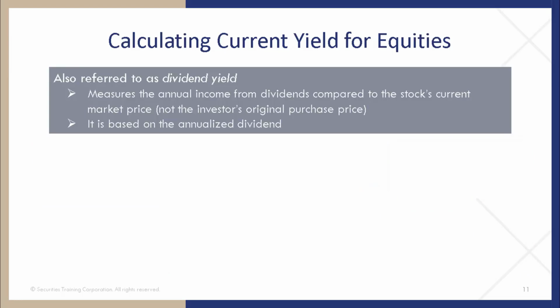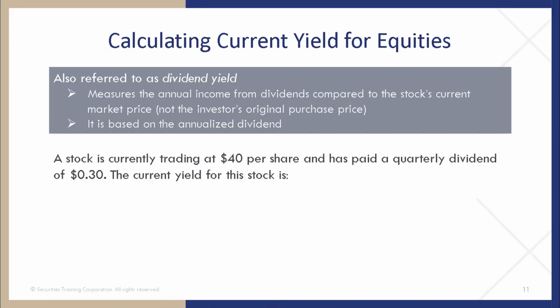Now, how do we calculate the current yield for equities? Well, the current yield for equities, or dividend yield, or yield on the equity, is found by taking the annual income and dividing that by the current market price. As the market price changes, the current yield will change. Make sure you remember it's based upon an annual dividend. So even though dividends are paid quarterly, the amount of the dividend yield is based on the annual dividend.